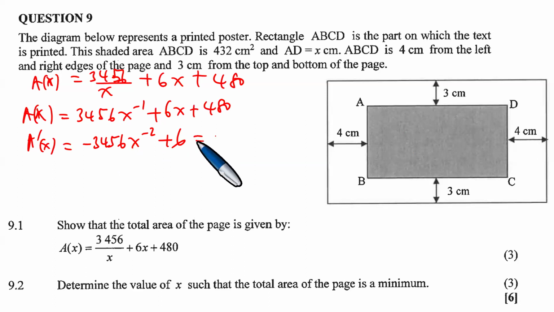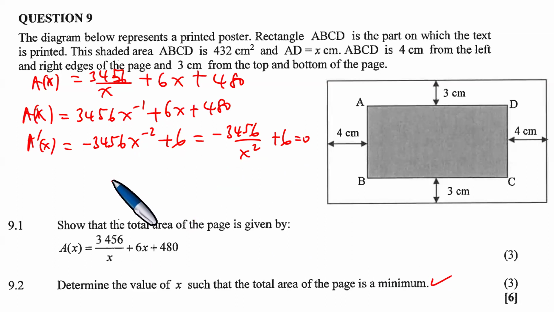Okay, so you can write this as the derivative, because you bring down the minus 1, multiply by this, and subtract 1, which gives minus 2. The derivative of x becomes 1. So this is 3456 out of x squared plus 6, and this is equal to 0 for a minimum.